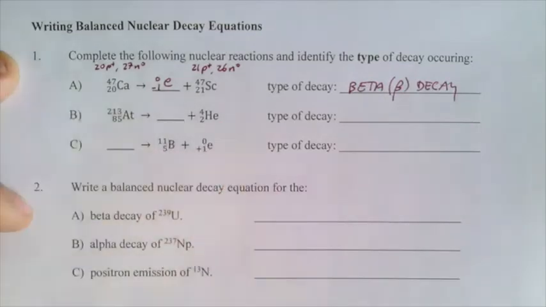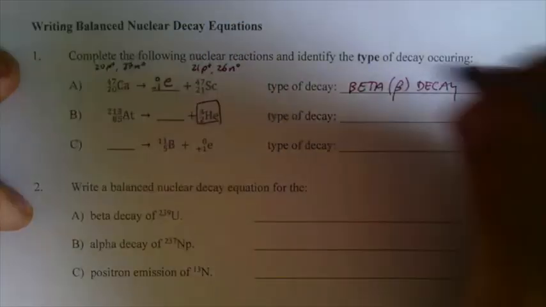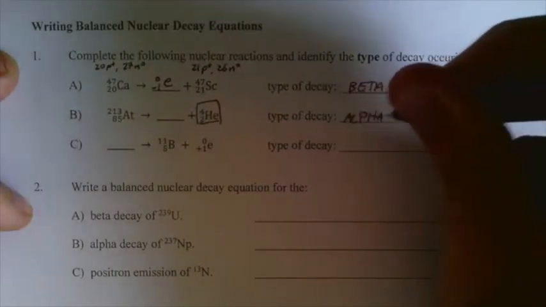Now to do the rest of these, at least the identification of decay should be easy because you can already see the particle. This, I hope you're identifying already as an alpha particle, so this is alpha decay.